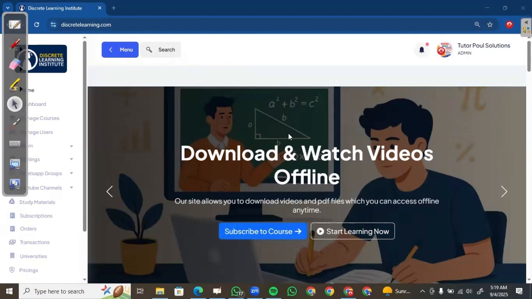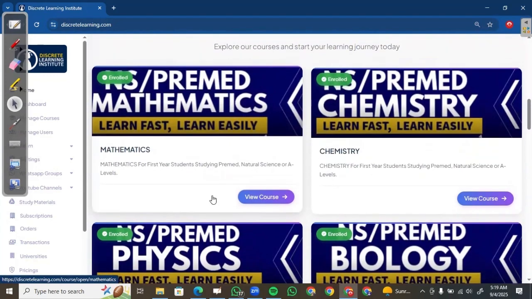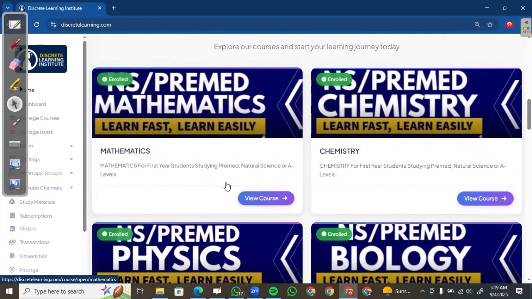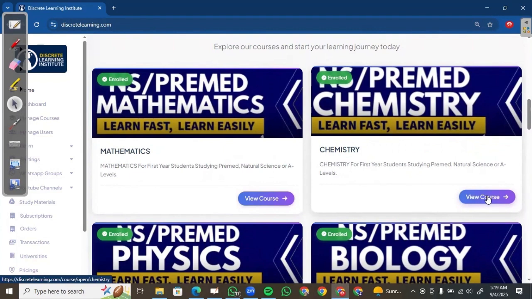Okay, so this is our homepage on our website. You just scroll down here, you're going to find the courses. Depending on the courses that you've enrolled for, you have enrolled in the course if you've paid for it. Okay, so this tutorial sheet was for chemistry. If you want to access it as you are preparing for your test 1 exam or quizzes, you just open the course here for the chemistry.